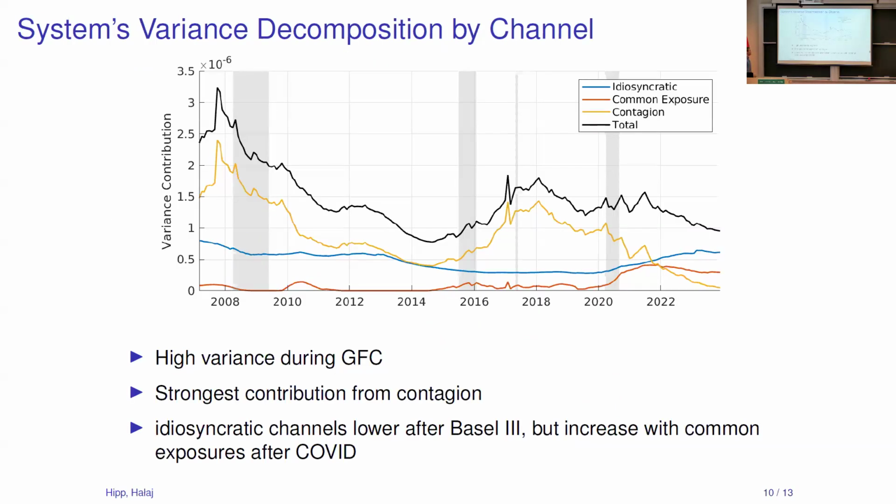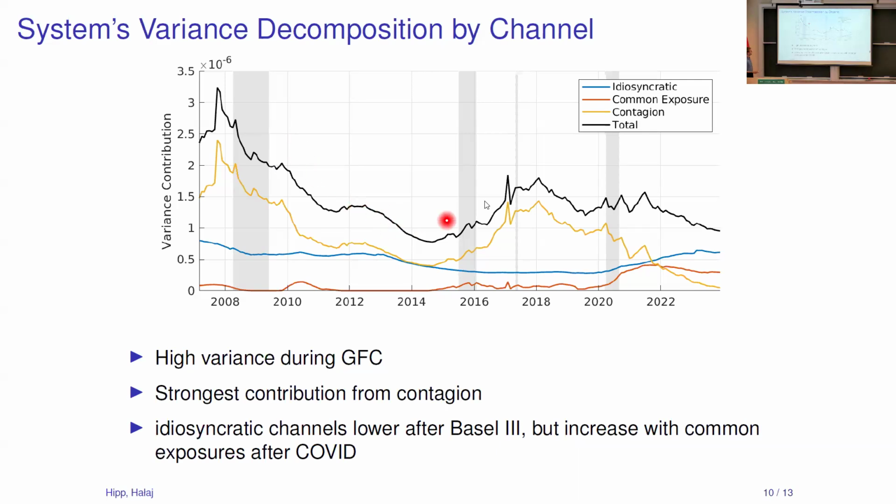That's the main graph. We have the system variance, and we now take the variance of the system for the 10 banks we just had in here and decompose this by channel. So we have here first in black the total variance that goes up quickly before the financial crisis, but then lowers down with the Basel III requirements kicking in. So basically the banks are starting to be less volatile, but on the other hand maybe more similar.